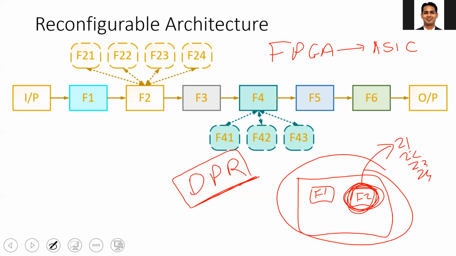What is the advantage of DPR over the full reconfiguration? Your bit files are small, so they take less memory, and the configuration time is also less, because you need to configure only a small part of the hardware compared to the entire FPGA. So that is the advantage of DPR.